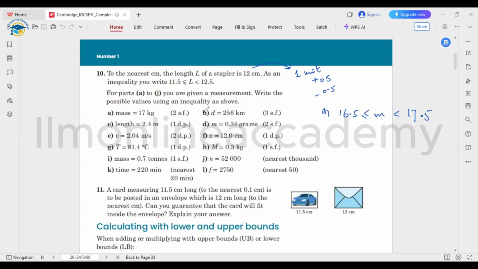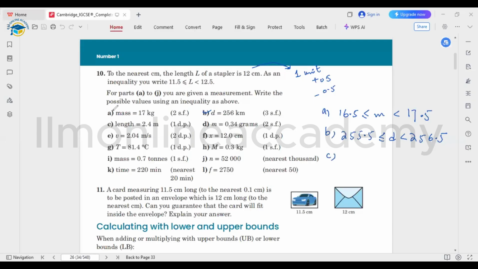Okay. Next, part B. They gave us D as 256 kilometers to three significant figures. So here as well, they gave us a 1 unit number, so we need to add or subtract 0.5 in this as well. 255.5 for the lower bound, and for the upper bound, we need to write 256.5. Okay, so in place of m, we need to write D, because they gave us the number in the D part. So D will be fine.